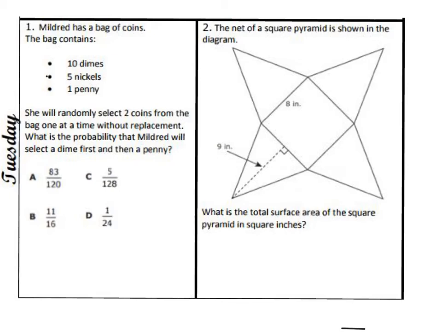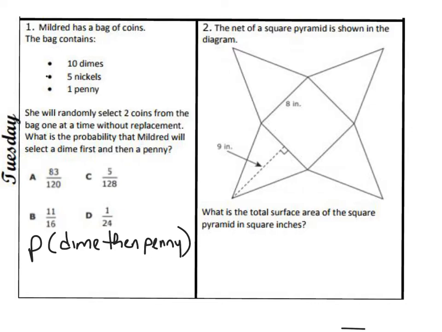Okay, so Mildred has a bag of coins. The bag contains 10 dimes, 5 nickels, 1 penny. She will randomly select 2 coins from the bag, one at a time without replacing. What is the probability that Mildred will select a dime first and then a penny? So what we're looking for is the probability of a dime, then a penny.